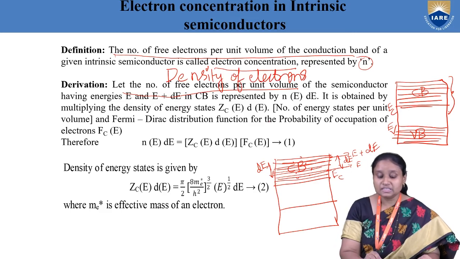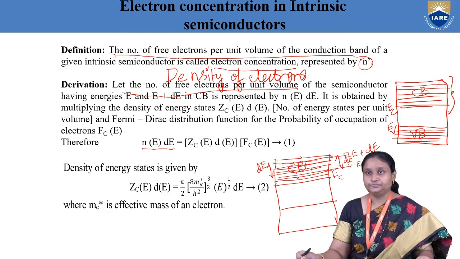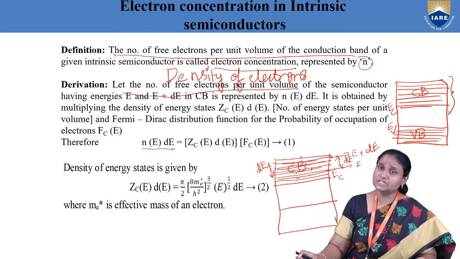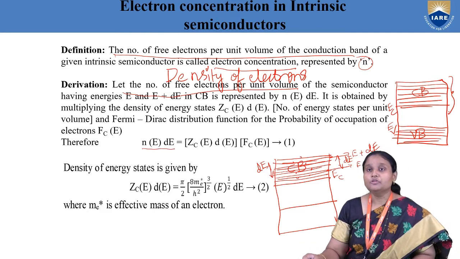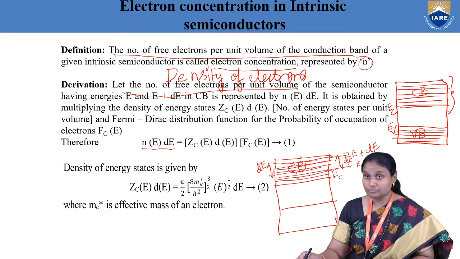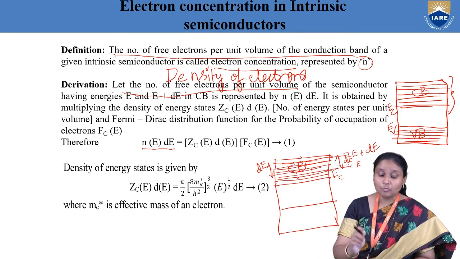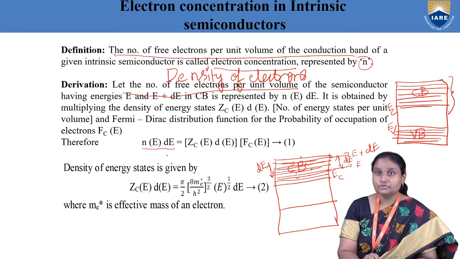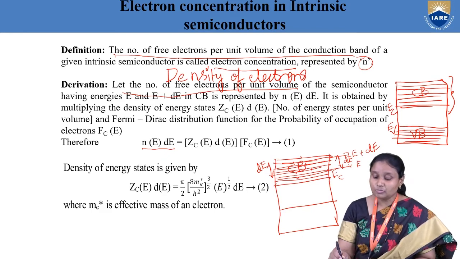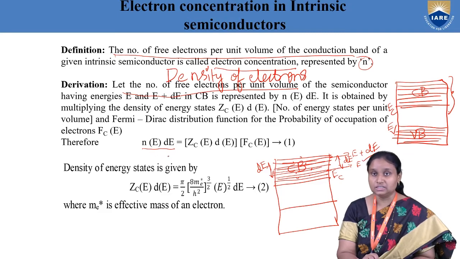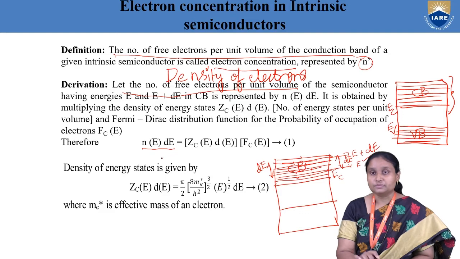And how is it represented? N of E dE. So N representation is for the total number of electrons in the entire conduction band. But here we are considering a small energy interval dE. So the number of electrons in the small energy interval dE, I am denoting it by N of E dE. And this N of E dE consists of two terms.